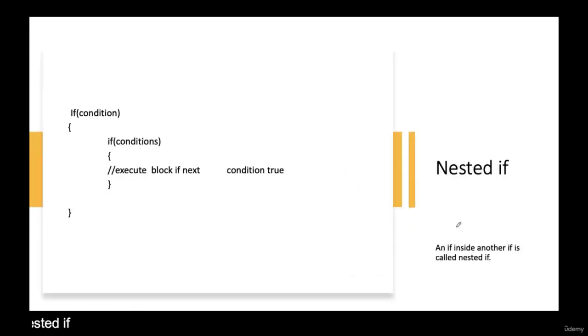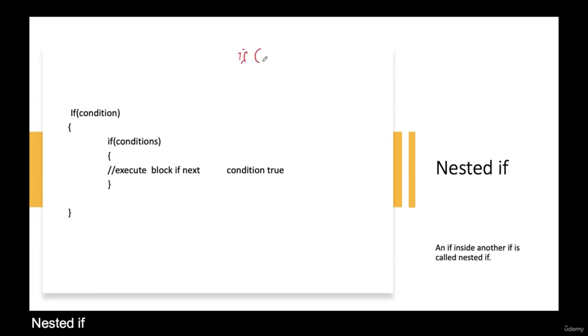Then we have one more type of if statement, which is called nested if. Nested if is actually a simple concept. If we have a condition and it comes true, and then inside that if block we are checking for another condition, and if that is true, we are executing the block of statements, that kind of if statement is called a nested if statement. I will give you an example.